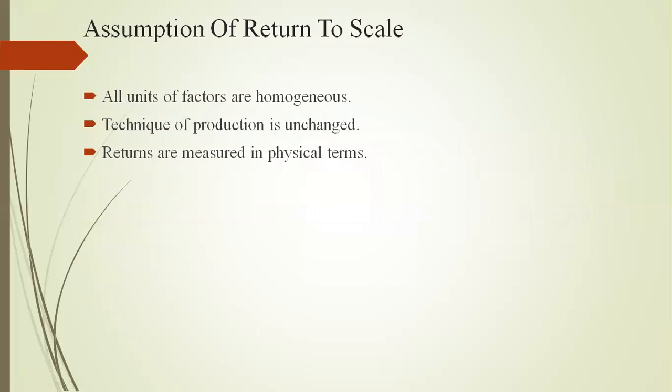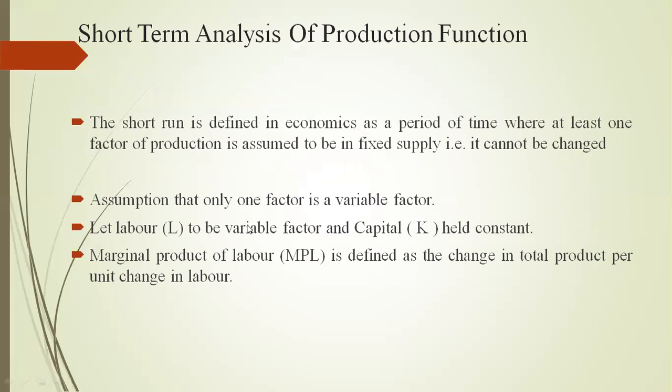So the assumptions are that all the units which we are making are homogeneous. Homogeneous means the same. So units of production are the same, and the technique of production is unchanged, means you are using similar techniques, you are not developing new machineries and all. Means you are not changing technology, not installing new machineries or new technology. And returns are measured in physical terms, means physically you are checking the returns.